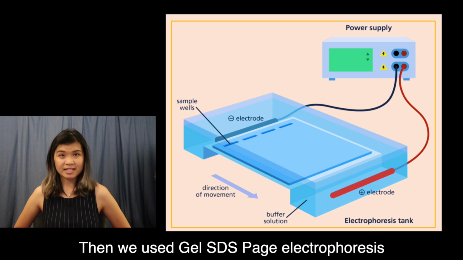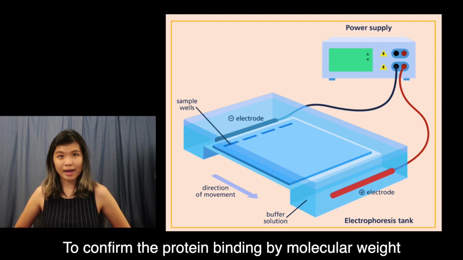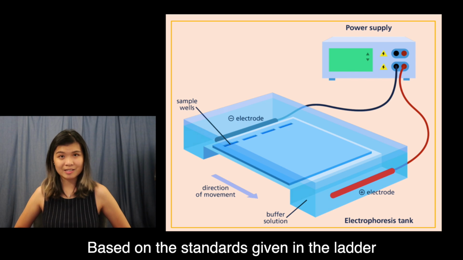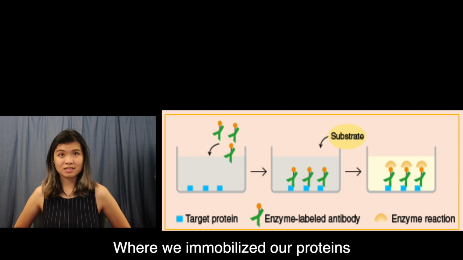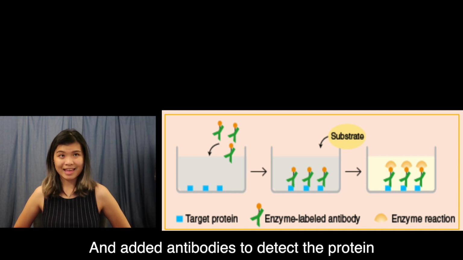Then we use gel SDS-PAGE electrophoresis to confirm the protein binding by molecular weight, based on the standards given in the ladder. We also use an ELISA-type assay, where we immobilized our proteins with addition of thrombin and added antibodies to detect the protein.